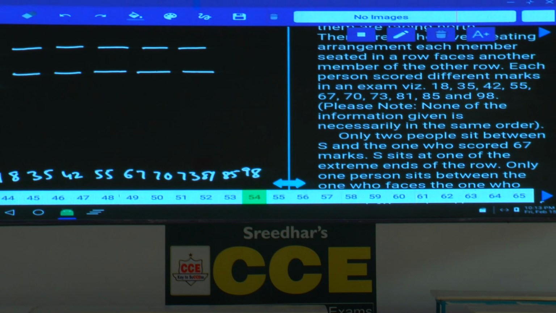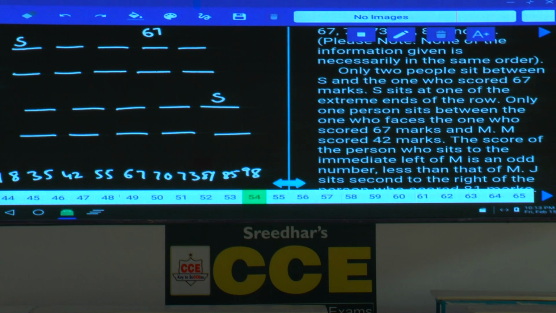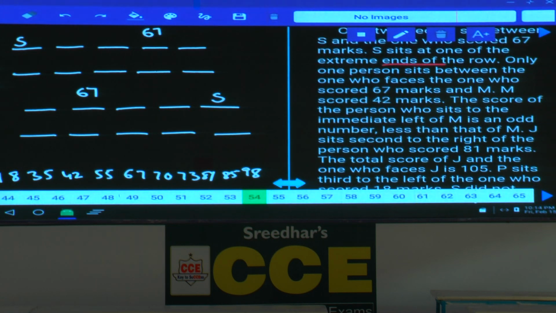Then, only 2 people sit between S and the one who scored 67. S sits at one of the extreme ends of the row. As S is seated at one of the extreme ends of the row, this is one case. Then what is the second possibility here? 1, 2, 3, 4, 5, and 1, 2, 3, 4, 5. Now, if S is here, how many persons between S and 67? 2 people. Hence, the one who scored 67 must be at this place. In this case also, the one who scored 67 must be second from the left. Clear? Only 2 people between S and the one who scored 67. S sits at one of the extreme ends of the row.